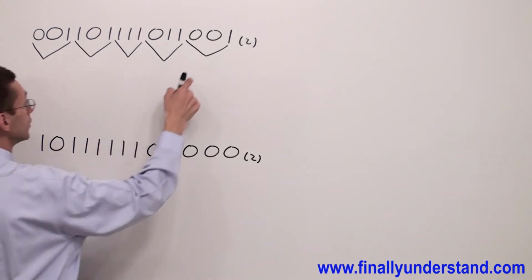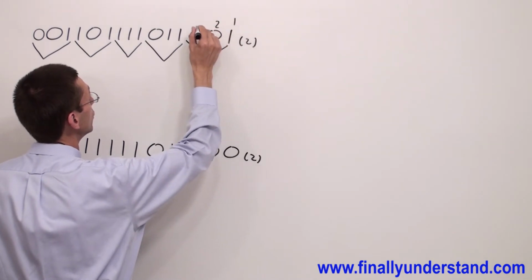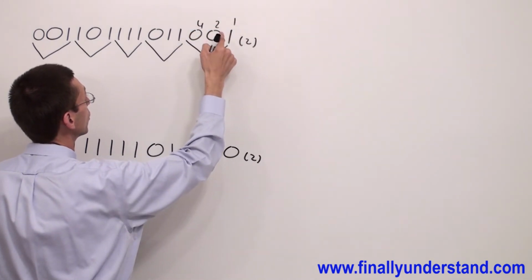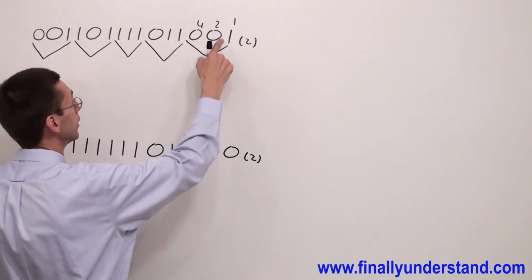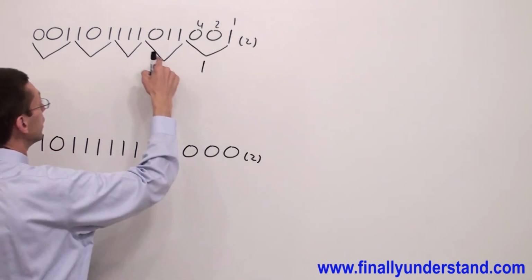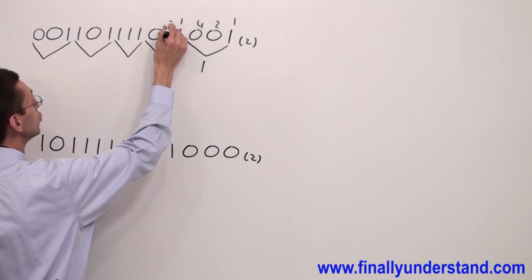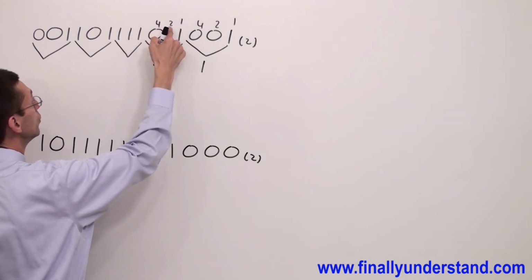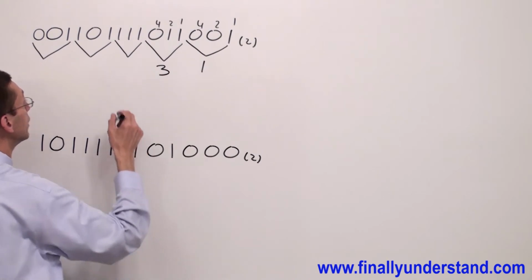Now, this is binary 1. Why? Because this is 1, 2, 4. Remember, we always look at the weights which are over the 1s. That's why I'm going to copy down just 1. This is binary 3. Why? Right weights, 1, 2, 4. 2 plus 1 is 3. That's why I'm going to write 3 over here.